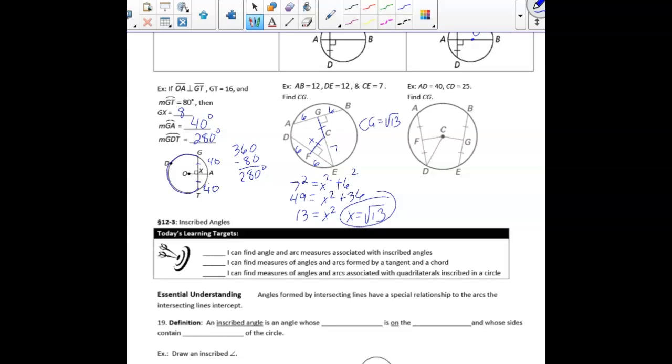And finally, according to the given, this is 20, so this will be 20. CD is 25, and we're trying to find out if that is true. So we're going to use the Pythagorean theorem to see if we have a right triangle. So 25 squared equals 20 squared plus x squared. Solving for x, we get x equals 15. And therefore, it's a right triangle.